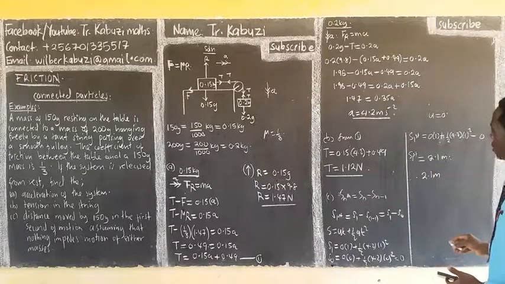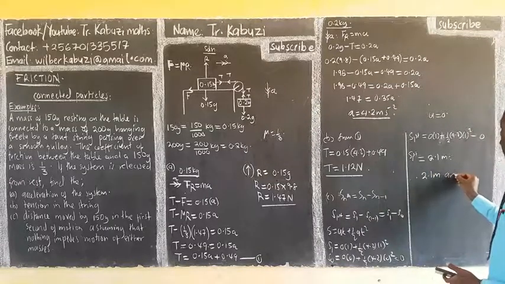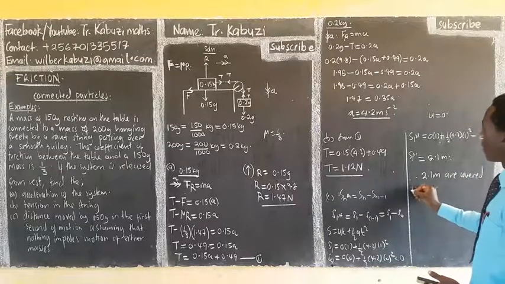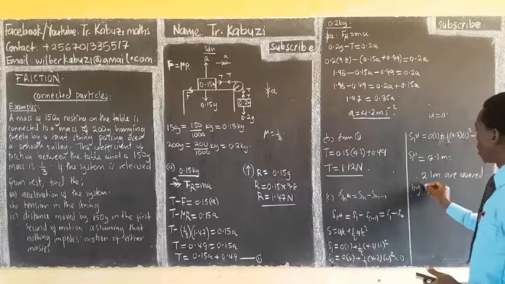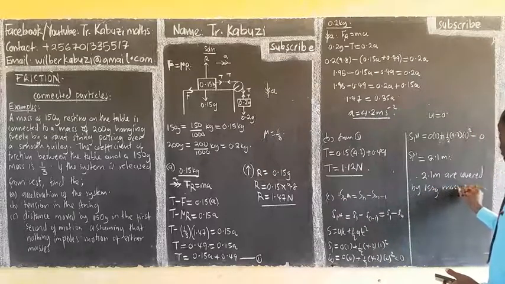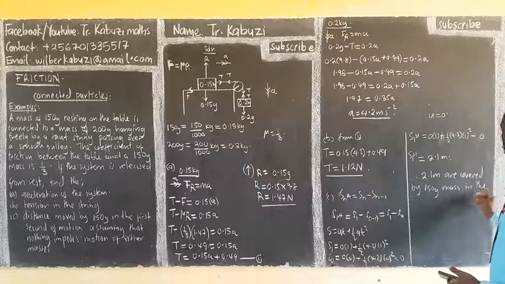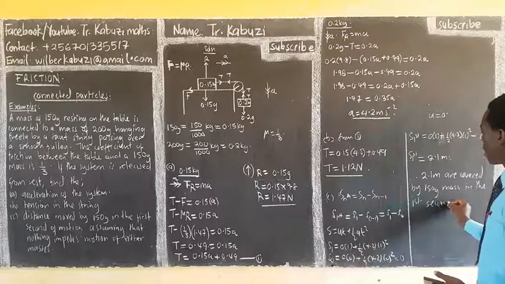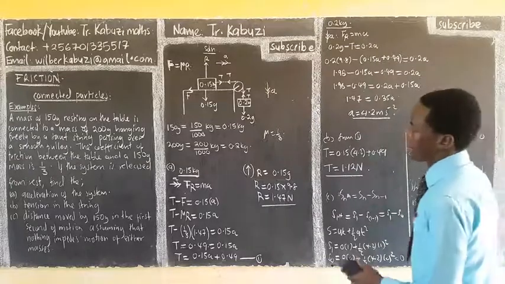Therefore 2.1 meters are covered by the mass in the first second. So that's it, members.